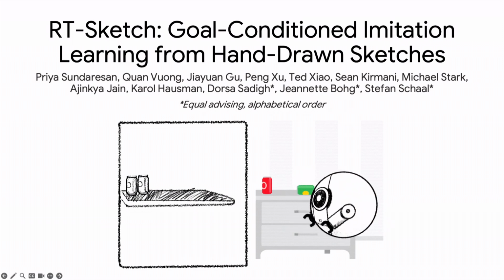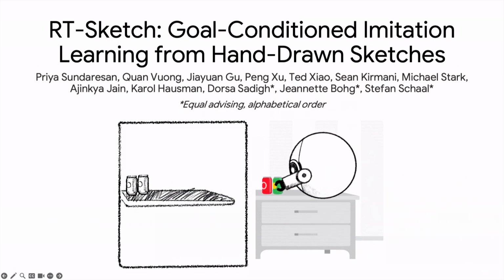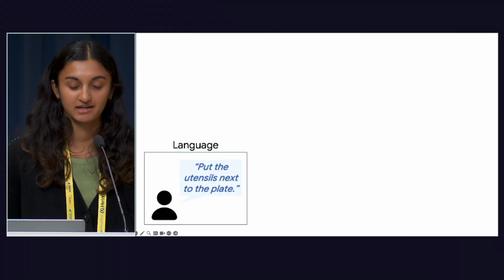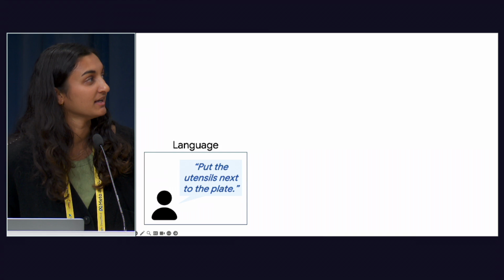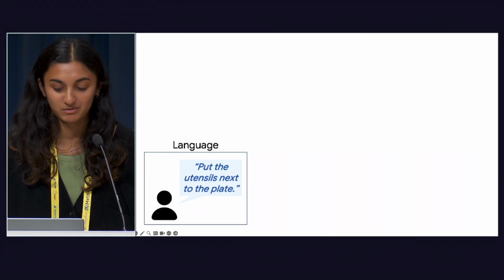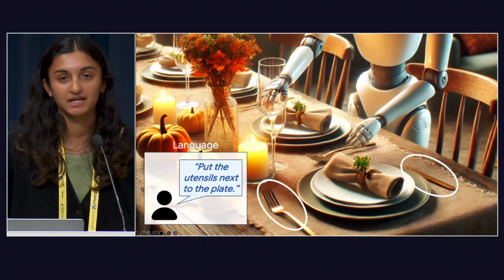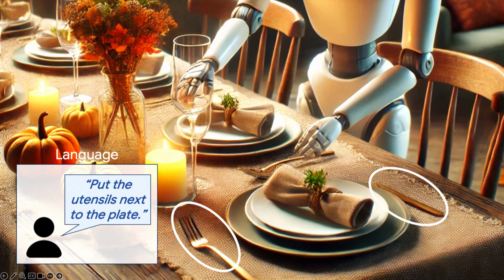Hi everyone, I'm Priya, and today I'm presenting our work RT Sketch, a goal-conditioned imitation learning agent which operates from hand-drawn sketches. So imagine you're asking your household robot to help you set the table for Thanksgiving. You might start with a language instruction like, put the utensils next to the plate. And a competent robot might come up with a plan that looks like this, where the fork and the knife are next to the plate, but are on either side of each other.